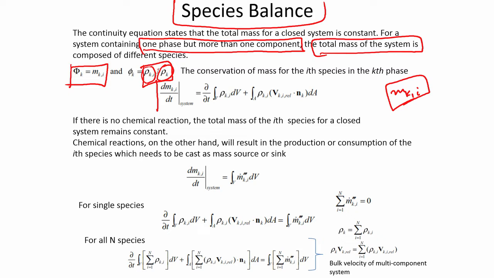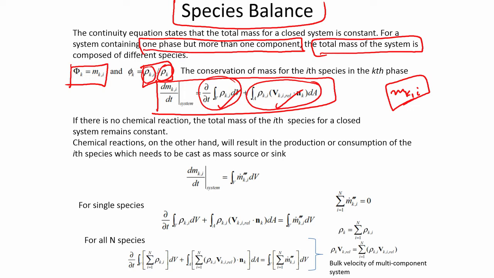So, now when we write the change of mass of the ith component in the kth phase in that particular system, once again it is composed of two components, right. So, one is the rate of change of that particular component within the control volume, the other one is the flux term, right. Remember here the velocity is Vki relative.